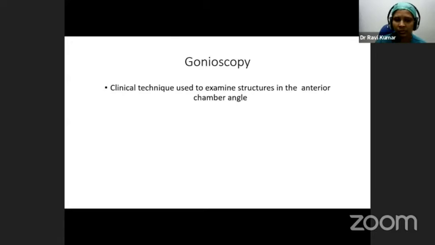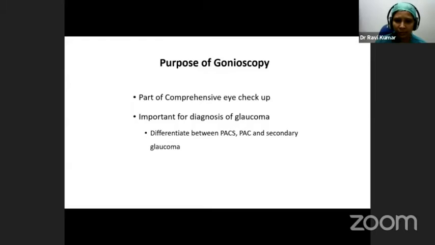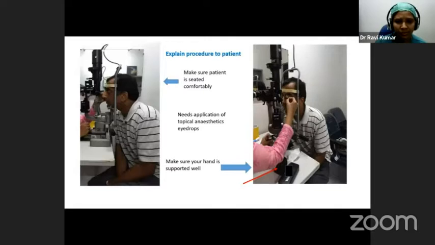So gonioscopy is nothing but a clinical technique used to examine the structures of the anterior chamber angle. It is a part of comprehensive eye checkup, and it is important in the diagnosis of glaucoma to differentiate between the various spectrum of primary angle closure disease and secondary glaucoma. Before doing the procedure, you have to explain it to the patient and make sure that the patient is seated comfortably.